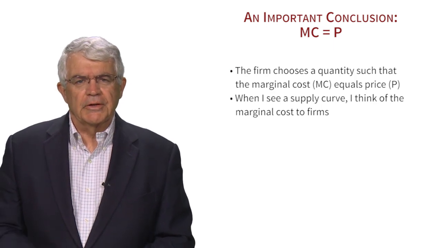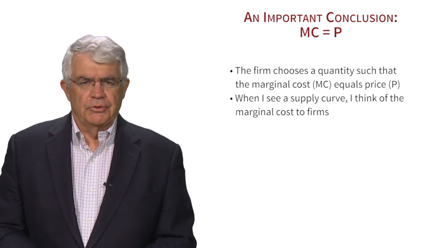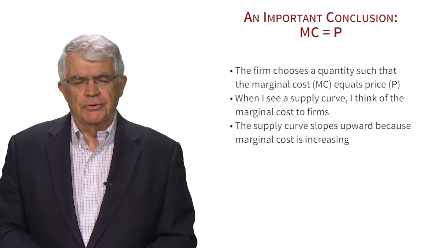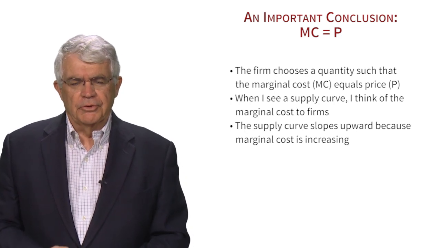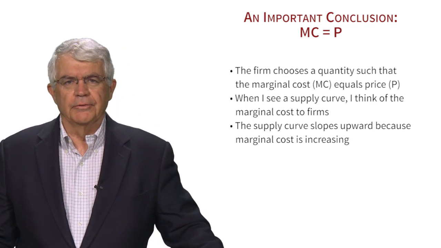Not the usual way you might think of it, but it's marginal cost, and it slopes upward because of the marginal cost. The exact reason why supply curves slope upward is because marginal costs are increasing. And marginal cost increasing is a very important aspect of the supply curve.